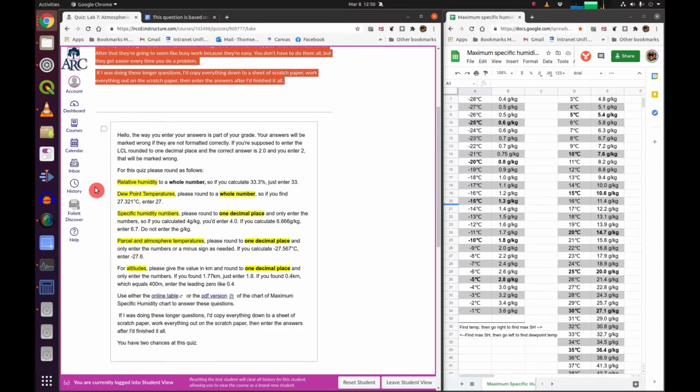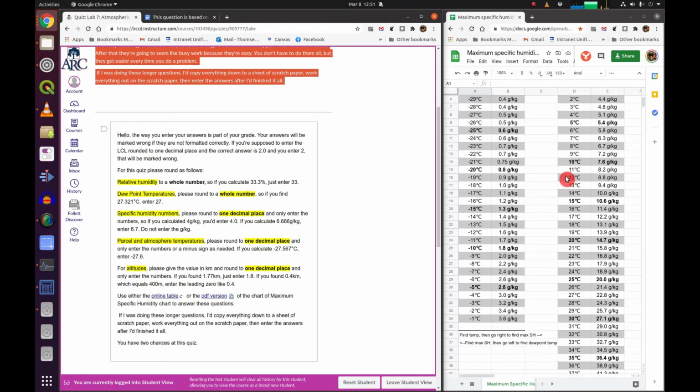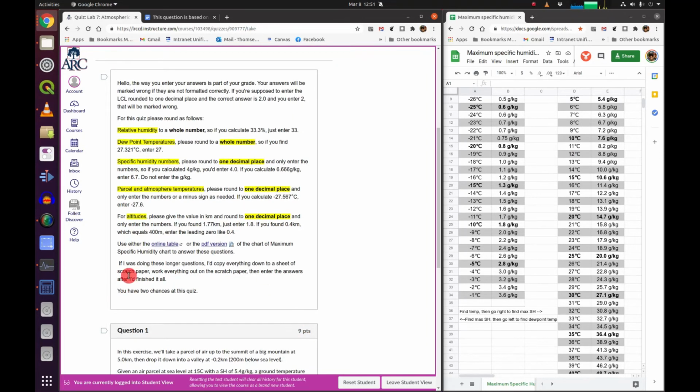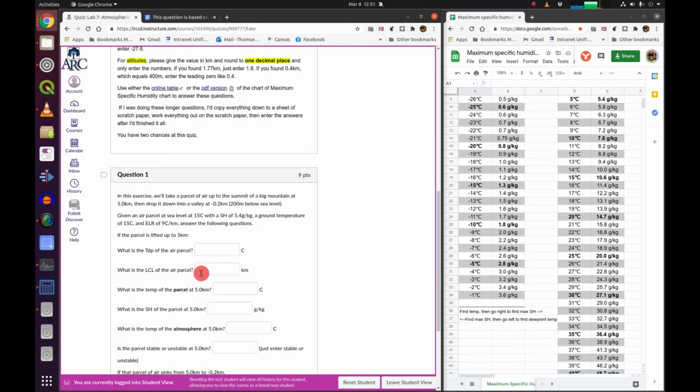So for this quiz, and I just figured out a way to make this way easier: relative humidity and dew point temperature, round those to a whole number. Everything else, specific humidity, round to 1 decimal place. Parcel and atmospheric temperatures, round to 1 decimal place. Altitudes, round to 1 decimal place. I need to use the online table or the PDF version, the chart of maximum specific humidity. And again, the hint: if I was doing these, I'd copy everything down to a piece of scratch paper, work it out on the scratch paper, and then enter the answers.